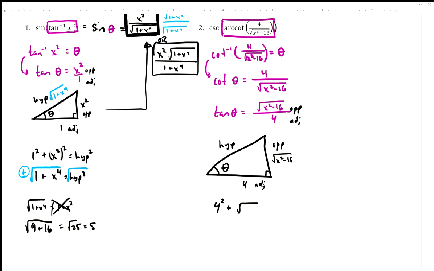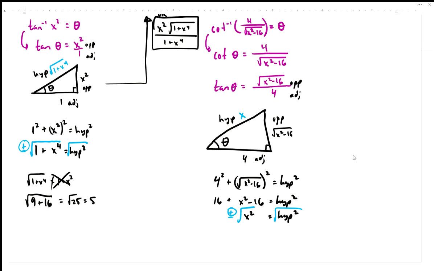4 squared plus square root of x squared minus 16 squared is the hypotenuse squared. 4 squared is 16. Square root of a square cancels, so x squared minus 16 is left, equals the hypotenuse squared. 16 minus 16 is 0, so we're left with x squared equals the hypotenuse squared. And now we can square root both sides. Again, for good habit, plus minus, but we're going to only take the positive. So that way we know, oops, I didn't do that right. I was going a little too quick. It is just x. Let's go ahead and write that down below too in that problem.